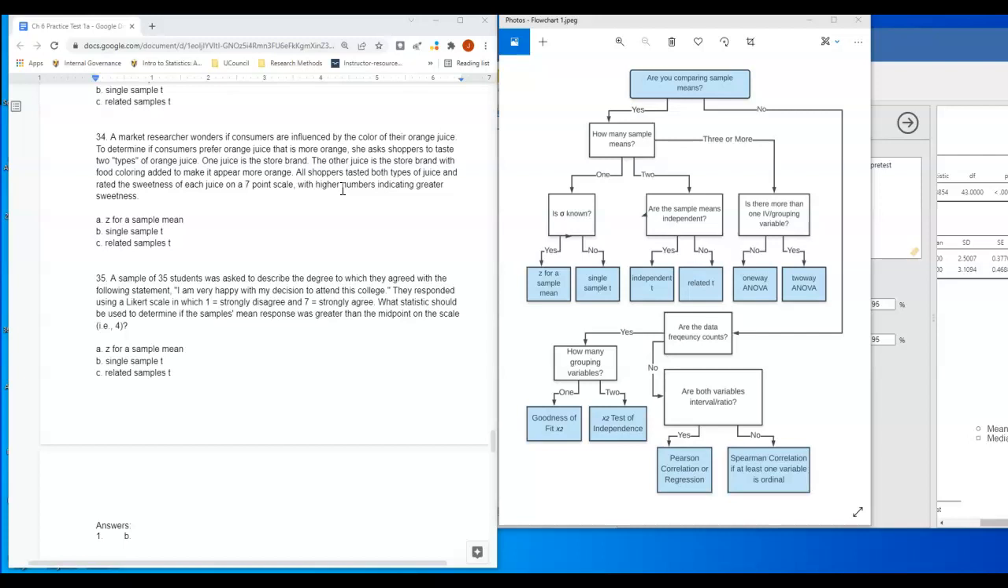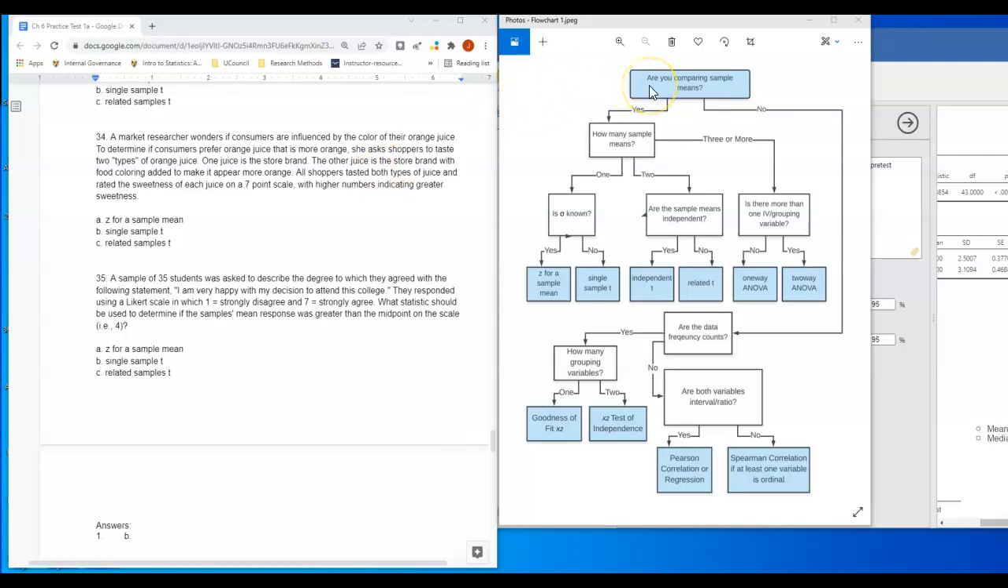Number 34, a market researcher wonders if consumers are influenced by the color of their orange juice. To determine if consumers prefer orange juice that is more orange, she asked shoppers to taste 2 types of orange juice. One juice is the store brand. The other juice is the store brand with food coloring added to make it look more orange. All shoppers tasted both types of juice and rated the sweetness of each juice on a 7-point scale, with higher numbers indicating greater sweetness.